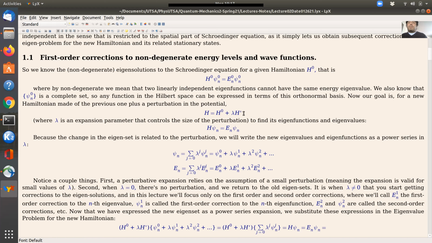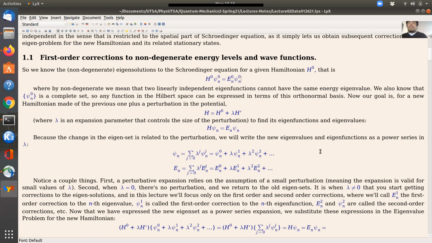And what we want to do now is to find the eigenfunctions and eigenvalues for this new Hamiltonian. Bear in mind that there's a difference in the notation. The old wave functions had a superscript 0, so they were phi 0n, and here the new eigenfunctions are psi n. So we have new eigenvalues and eigenfunctions.